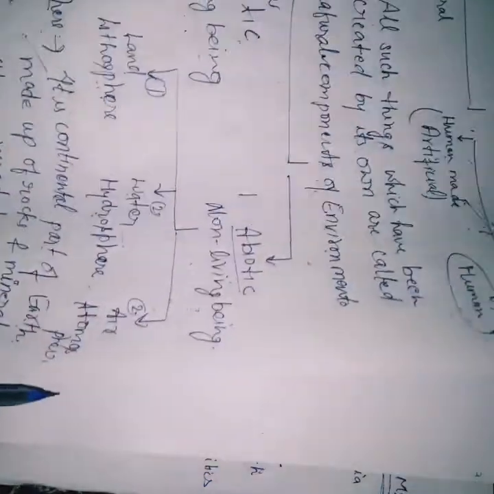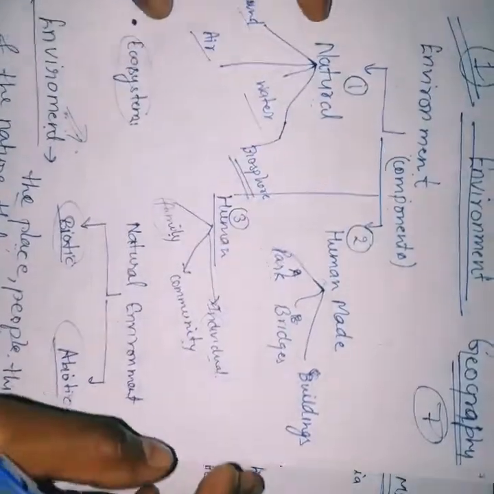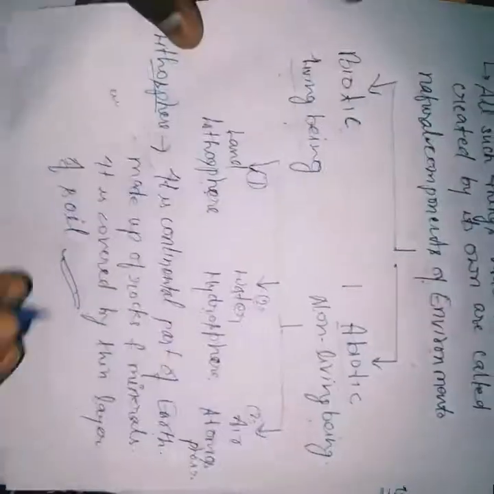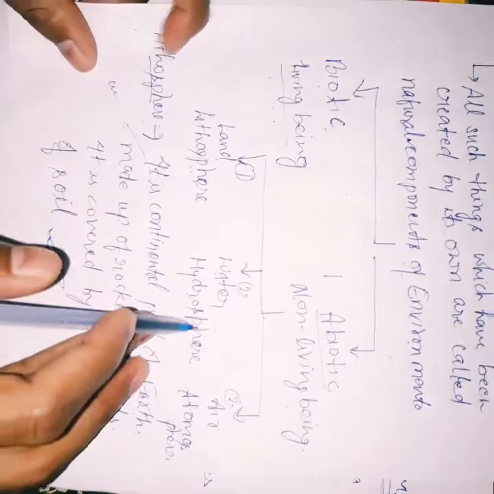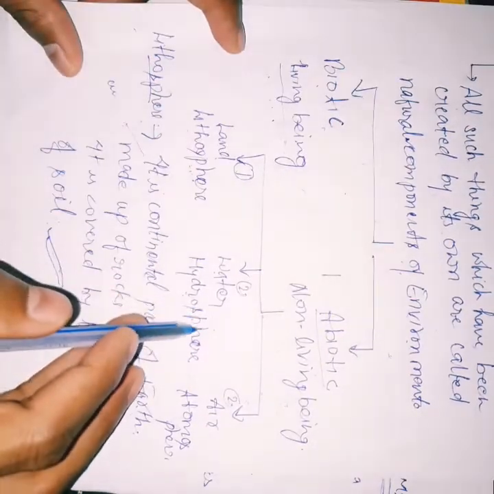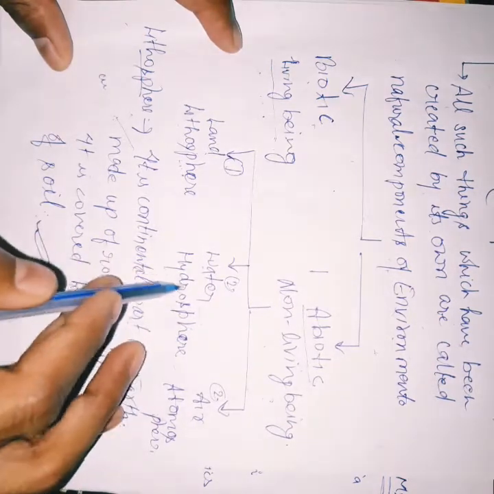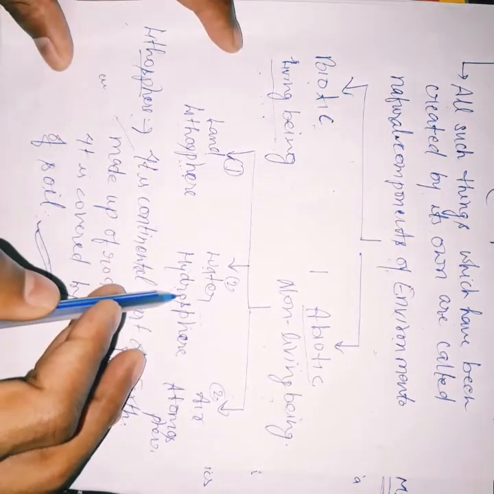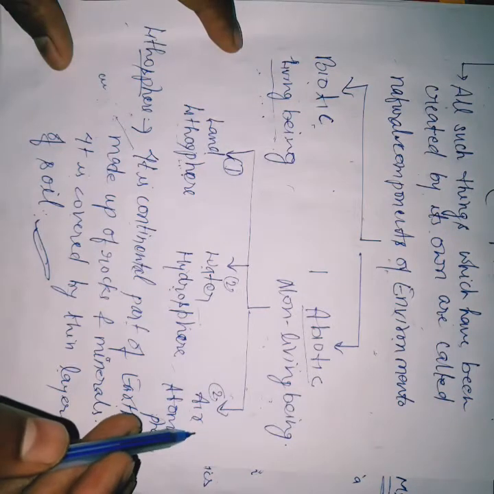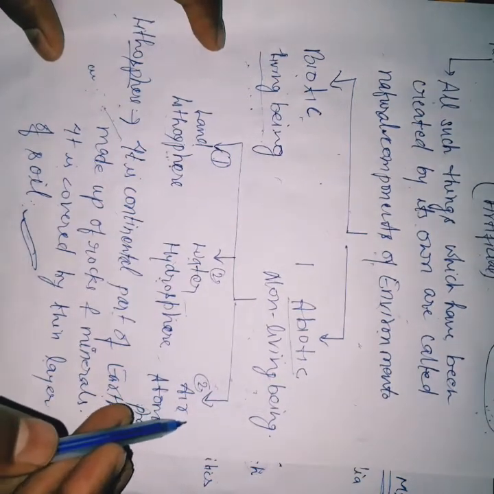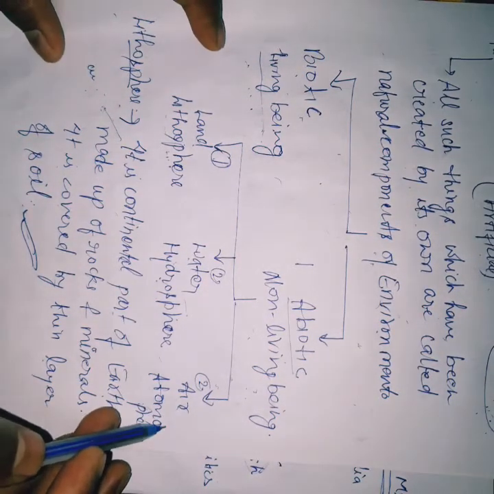Moving forward, the next topic is hydrosphere. Hydrosphere is the water body: all the oceans, seas, rivers, ponds, and lakes together compose the hydrosphere. And air, as I have told you, the gaseous part around the earth is known as atmosphere.